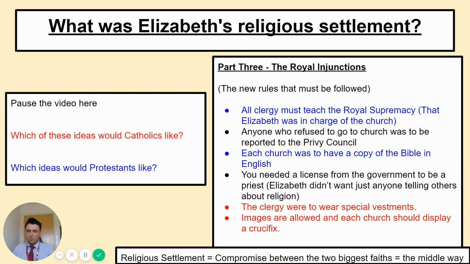What about the Protestants? What would they have liked? Well, they would have liked the fact that the Pope wasn't in charge, and the fact that the clergy were saying Elizabeth was in charge of the church. They also would have liked the fact that the Bible was in English. It wasn't in Latin like the Catholics had before. They would have been comfortable with these ideas. So we can see at the bottom there, the religious settlement is a compromise between the two biggest faiths. It's the middle way, Elizabeth called it, trying to bring together some Catholic ideas, some Protestant ideas to unite England.